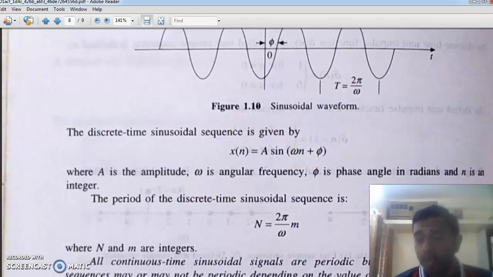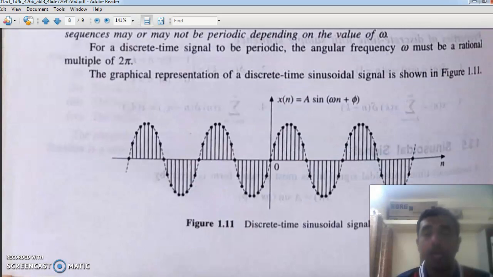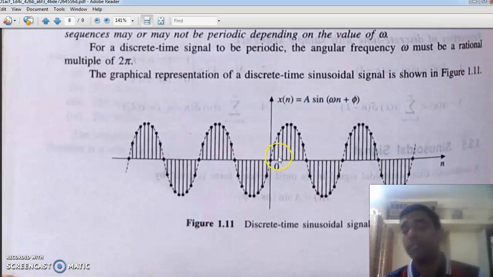Now the question here is the period of the discrete time sinusoidal sequence. I'll show it pictorially. This is A sin(omega n plus phi), where A defines the amplitude at each sample n. At this value of n, it has this amplitude; at this value of n, it has this amplitude. Omega is the angular frequency, A is the amplitude, and phi is the phase difference. Here the phase difference is 0 because it starts at 0 itself. There is no lag.